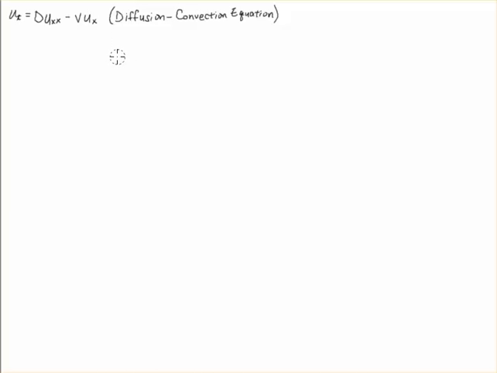Hello students, in this problem we're going to transform the diffusion convection equation into the heat equation. So I'm going to look for a way to eliminate this minus V Ux term.